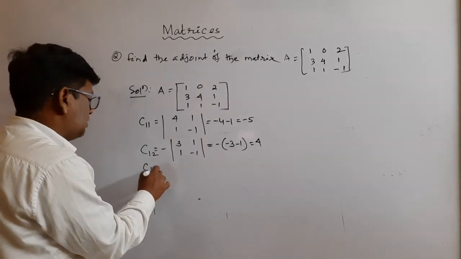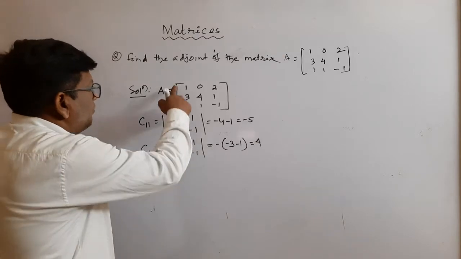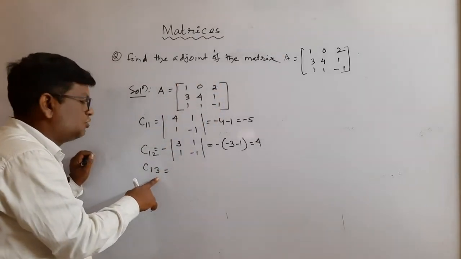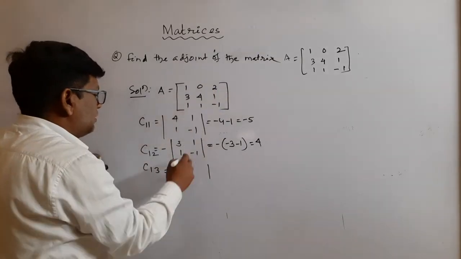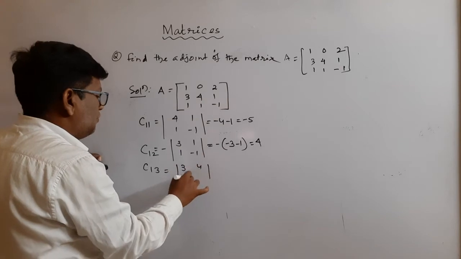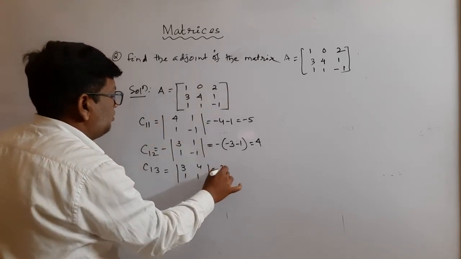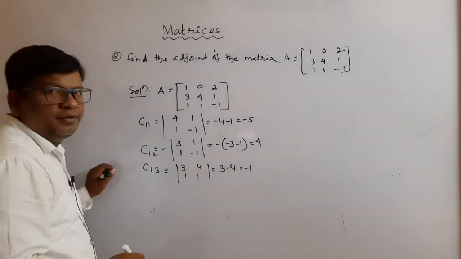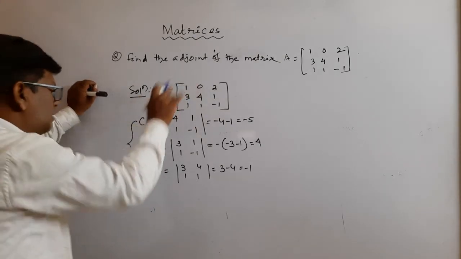Now C13. Delete the first row and third column. 1 plus 3 is 4, which is even, so the sign does not change. The remaining is 3, 4, 1, 1. So 3 minus 4 is minus 1. Okay, then this is completed for row 1.